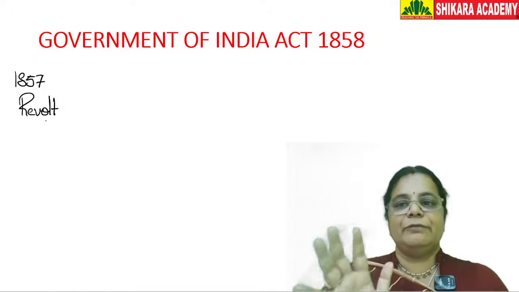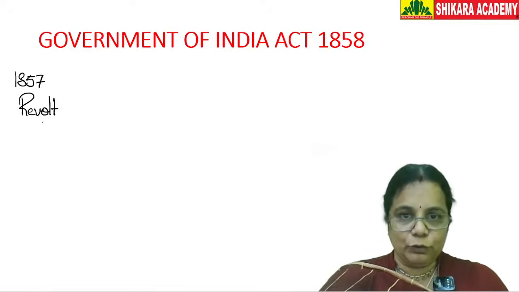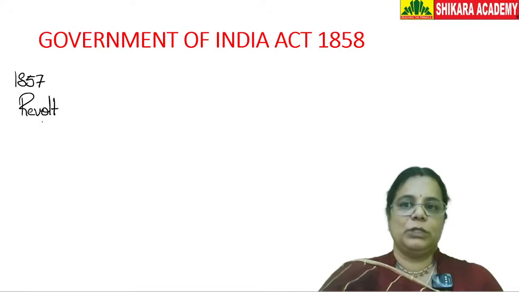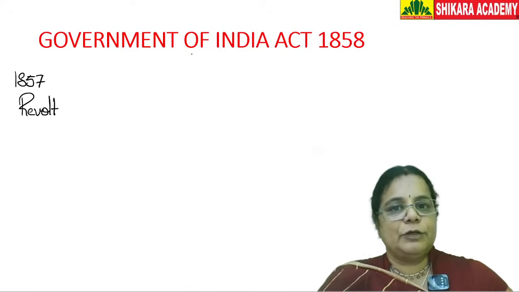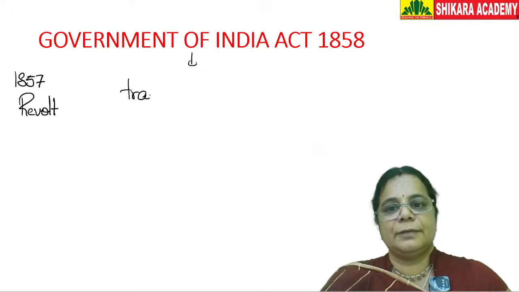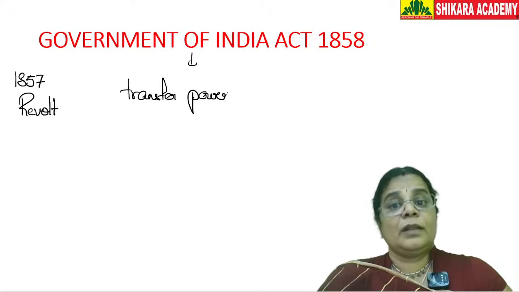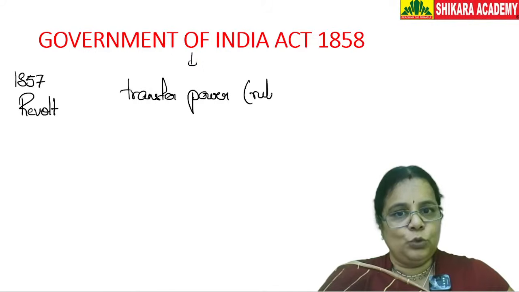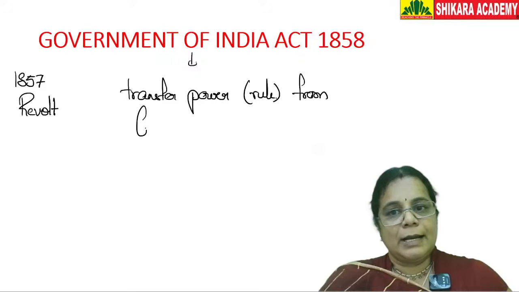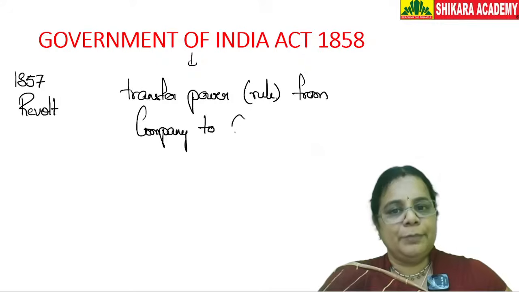Now, what did the 1857 revolt do to India? The 1857 revolt ensured that there was a transfer of power from the company to the crown. So basically, this Government of India Act 1858, the primary purpose was to transfer power, the governance in India, rule in India from company to crown. Now, what do I mean by this?